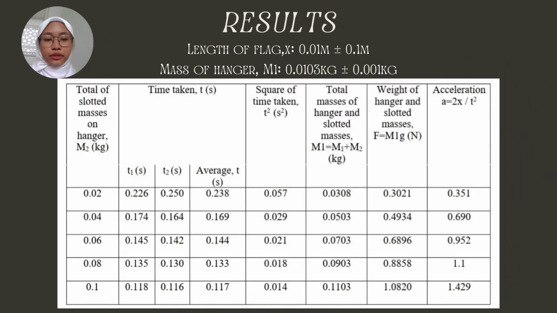Now, I will present the results we have obtained. The table below is the result we obtained from the experiment we have conducted. We have determined the length of the flag and the mass of the hanger as written on the slide. Finally, we have also recorded the total load, mass on hanger, time taken, square of the time taken, total mass of hanger and slotted mass, weight of hanger and slotted mass, and the acceleration.